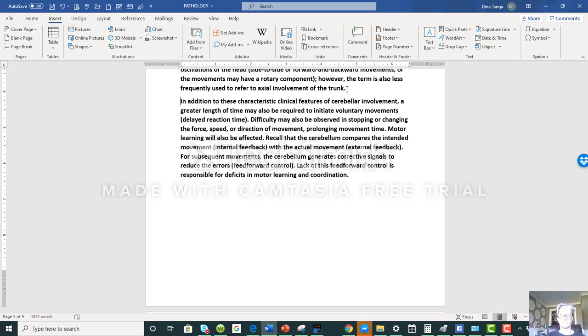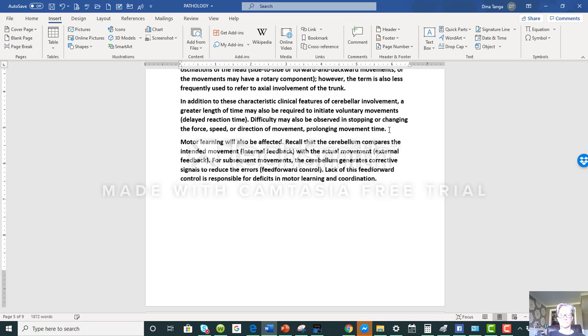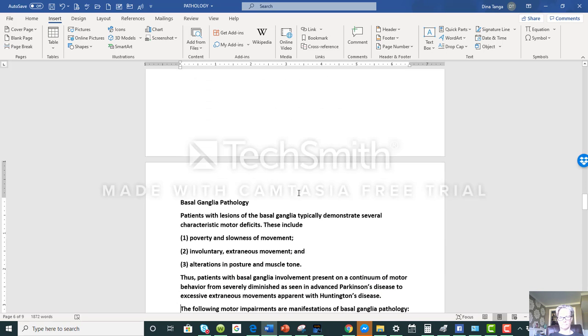Motor learning will also be affected. Recall that the cerebellum compares the intended movement, internal feedback, with the actual movement, external feedback. For subsequent movements, the cerebellum generates corrective signals to reduce the errors, feed-forward control. Lack of this feed-forward control is responsible for deficits in motor learning and coordination.